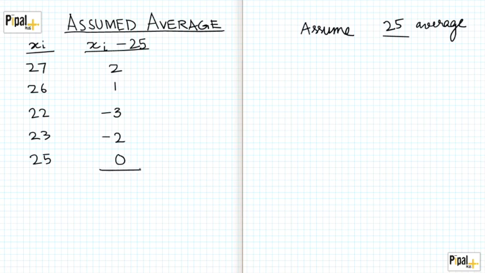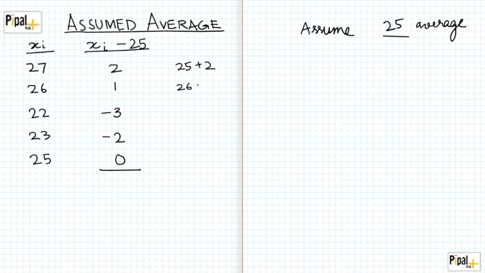So what we have done is, instead of finding 27 plus 26 plus 22 plus 23 plus 25, we are just finding the distance of each of these data points from an assumed average. Now the sum total is going to be 25 multiplied by 5 plus these deviations, because we are expressing 27 as 25 plus 2.